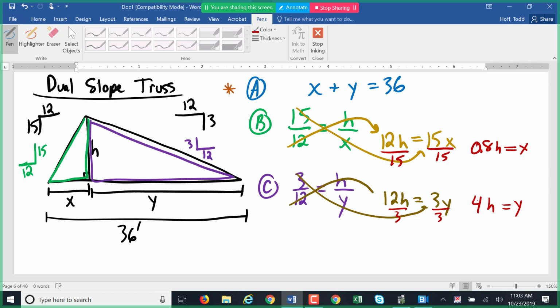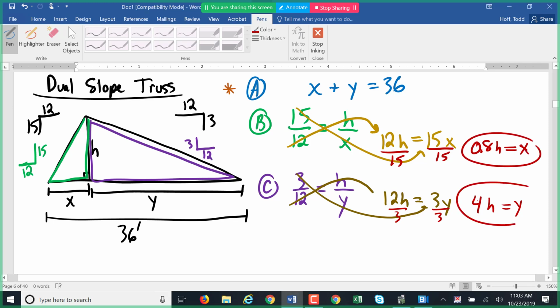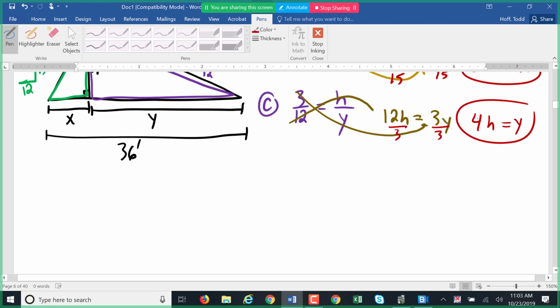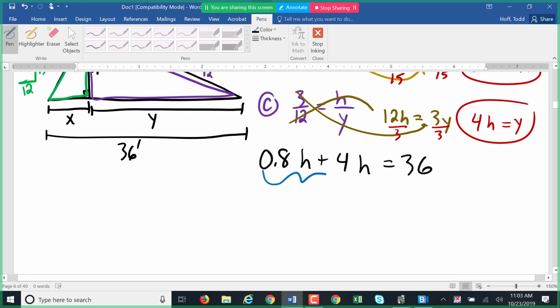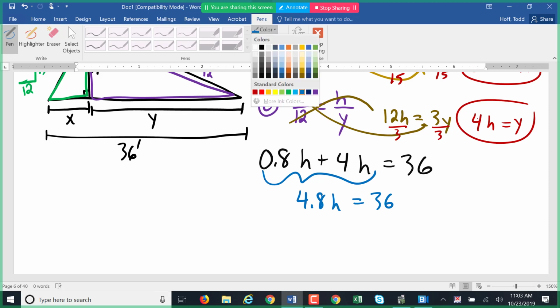So now I have x in terms of h, and I have y in terms of h. So I can go back to my original equation up here, x plus y equals 36. x is 0.8h, y is 4h. 0.8h plus 4h equals 36. So let's bring that down here and work with it. 0.8 and 4 make 4.8h equals 36. And we will divide by 4.8.